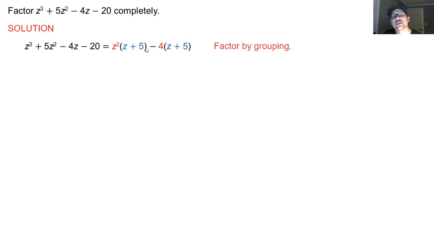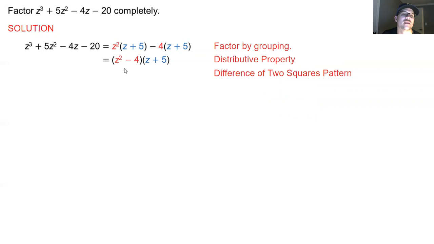Notice how when you're pulling these out by grouping, what's left over in the parentheses is the same. So you then are going to use your distributive property by combining like terms. The red terms go together in front and your blue term is there at the end. Then you have your difference of perfect squares for this one, z minus 2, z plus 2.